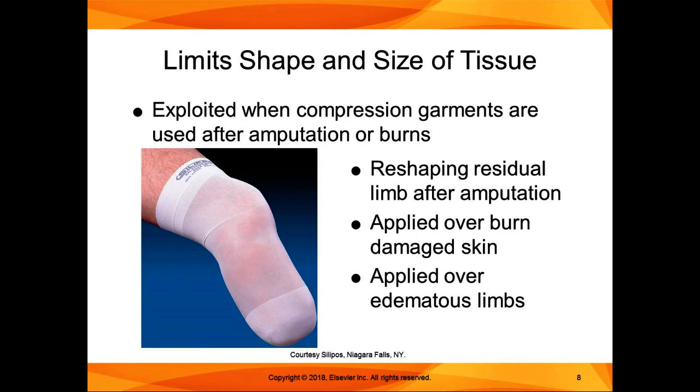So compression is really important in reshaping a residual limb after an amputation, because most of the time after an amputation you're trying to get that person's limb to the point where they can use a prosthetic leg. And it has to be small enough that it fits into the prosthesis. And the less swelling there is in there, the better off the person's going to be.